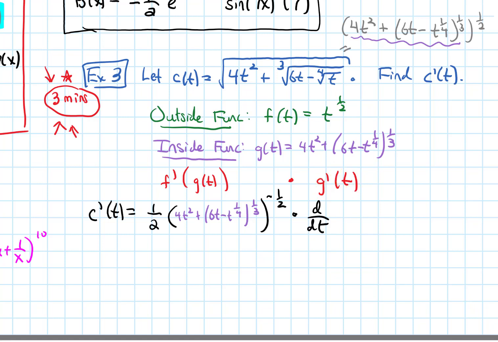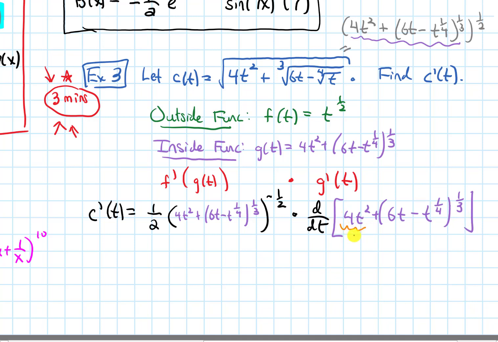So in our problem, that inside stuff is 4t squared plus 6t minus t to the 1/4, this quantity being raised to the 1/3 power. Okay, so we've gotten it started. Now we've got to think about how we take the derivative of this stuff.